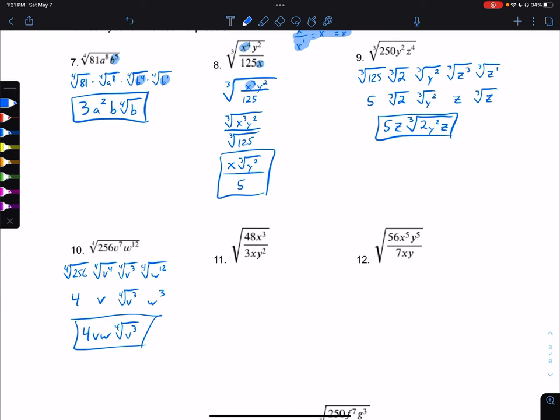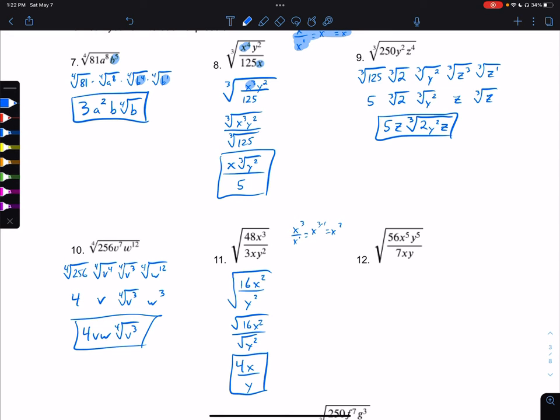Number 11, similar to number 8, I always recommend reducing your fraction before you can do anything else. 48 over 3 is going to reduce to 16. The x values, we have x cubed over x, so 3 minus 1, which is x squared. That stays in the numerator. And then the denominator, we have our y squared value. Okay, so take the square root of the numerator and the denominator separately. This one's quite simple. We have 4x over y.